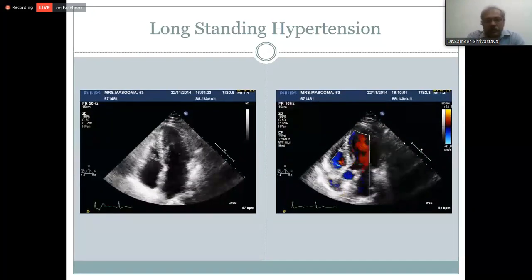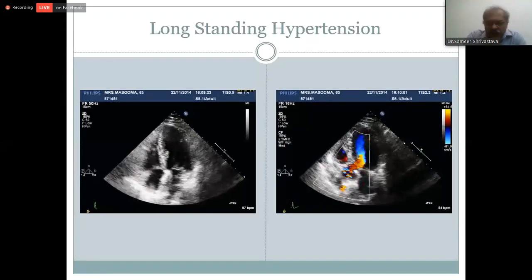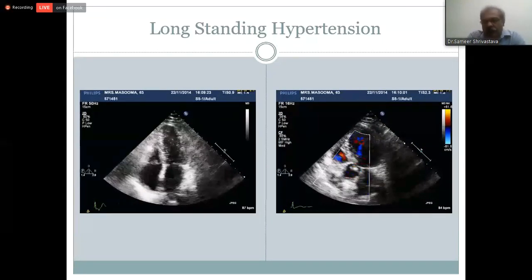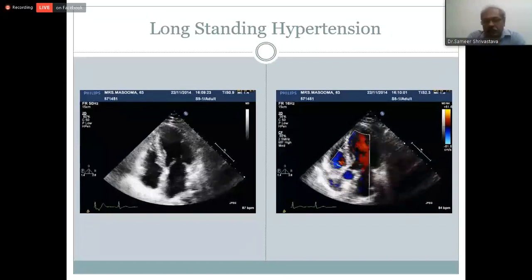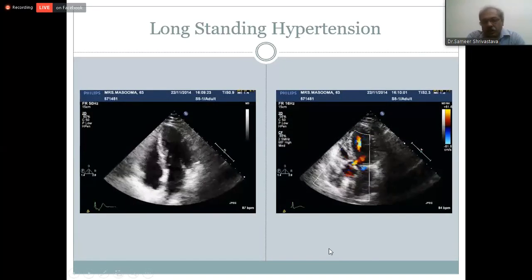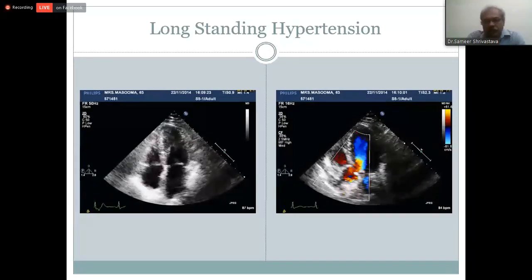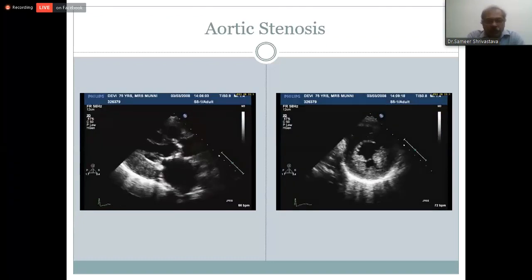Here you will find that many times with hypertrophy of any variety, you can get an LVOT obstruction. Here, there is some gradient and turbulence across the LVOT, as you can see in the color Doppler, but this is not classical hypertrophic obstructive cardiomyopathy because you have to have these findings in the absence of hypertension.